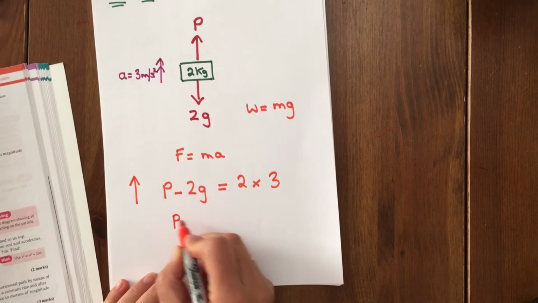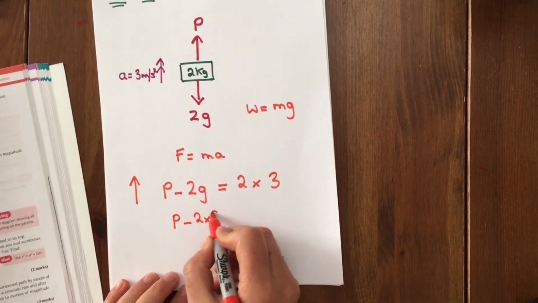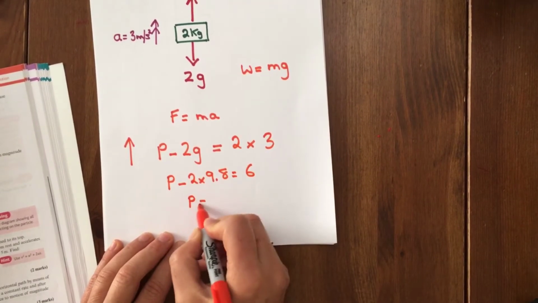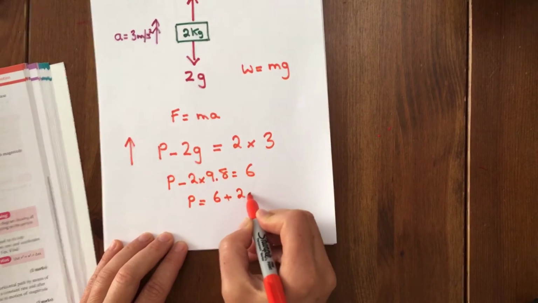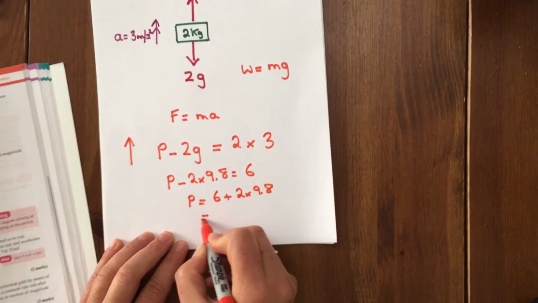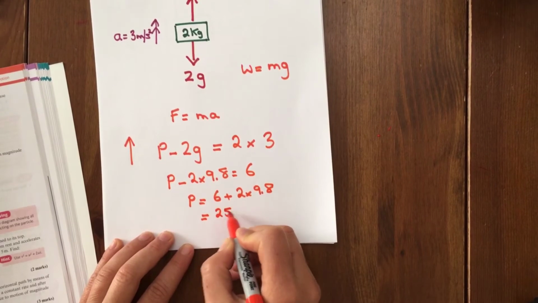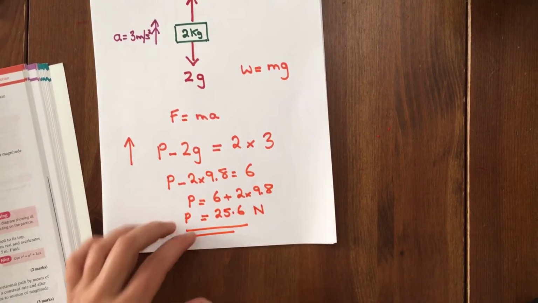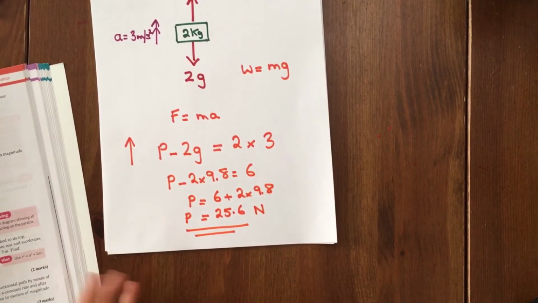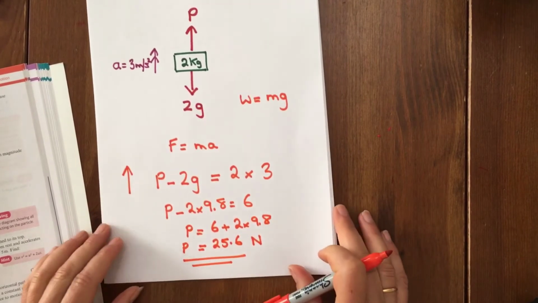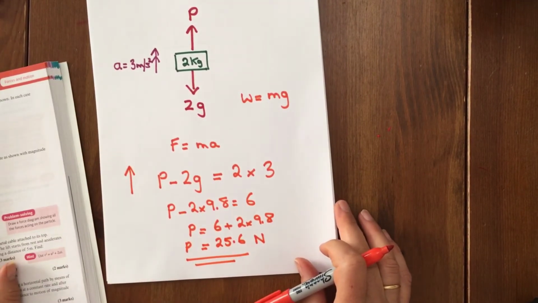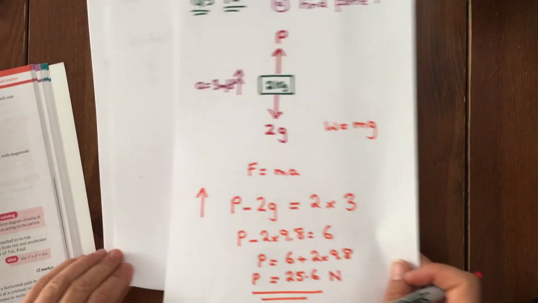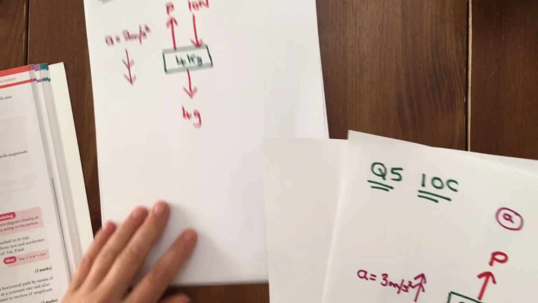Now from this I can find P. So P, I can put g to be 9.8 into here, equals 6 plus 2 lots of 9.8. And if I work that out, I will get 25.6, and my force would be in what we call newtons. Okay, so that was question 5A. And I'm now going to look at 5B, this question here.